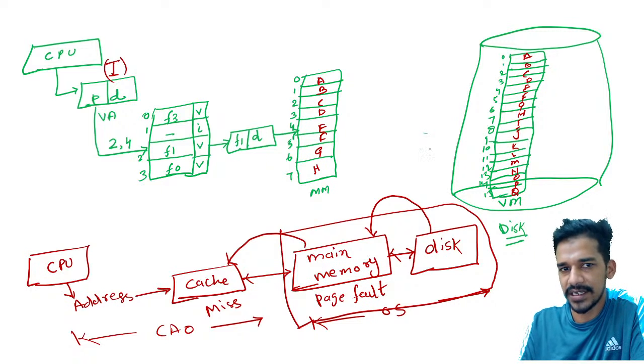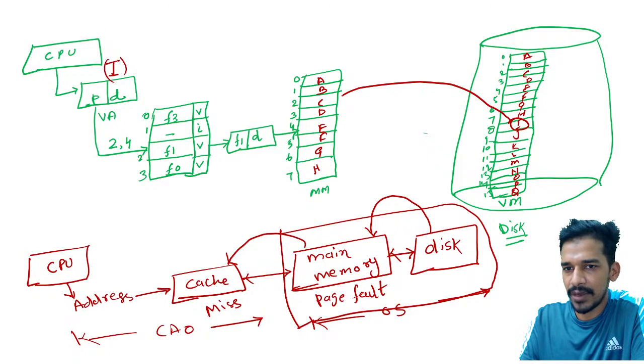Okay, let us say the CPU wants to search for data I, and data I is not in the main memory. So it will go into the virtual memory, take the data I, and transfer this data into the main memory. When the operating system brings this data from virtual memory to main memory, the operating system will search for a free block.